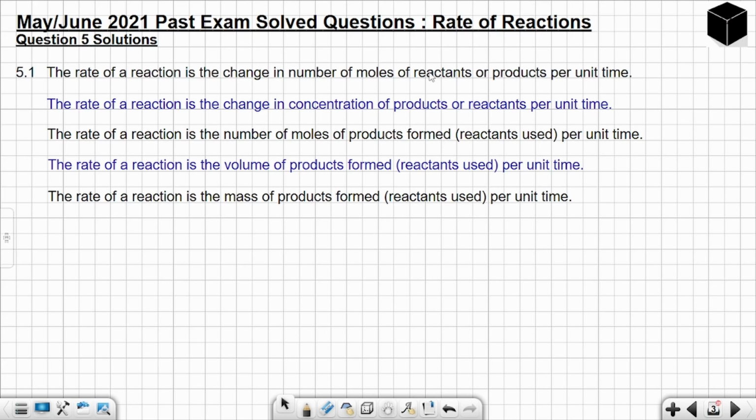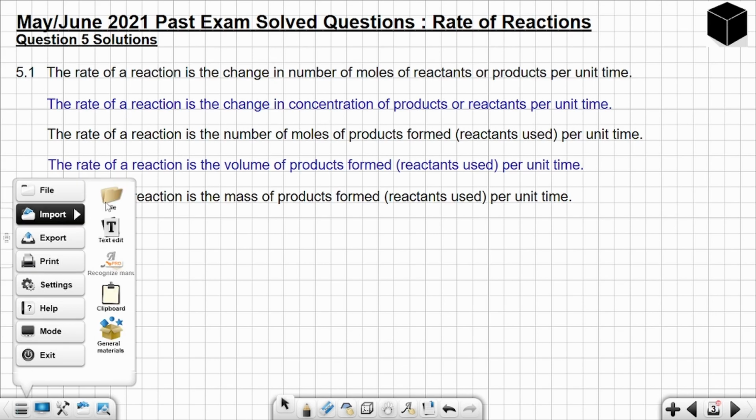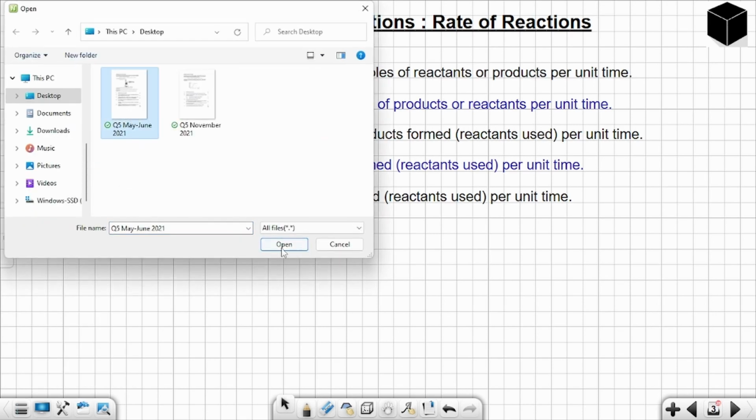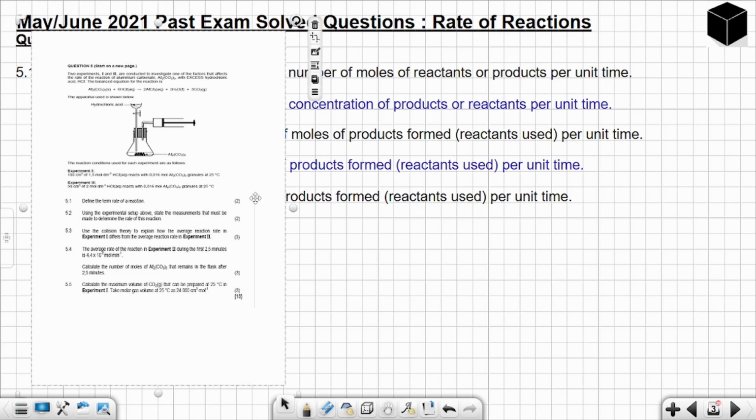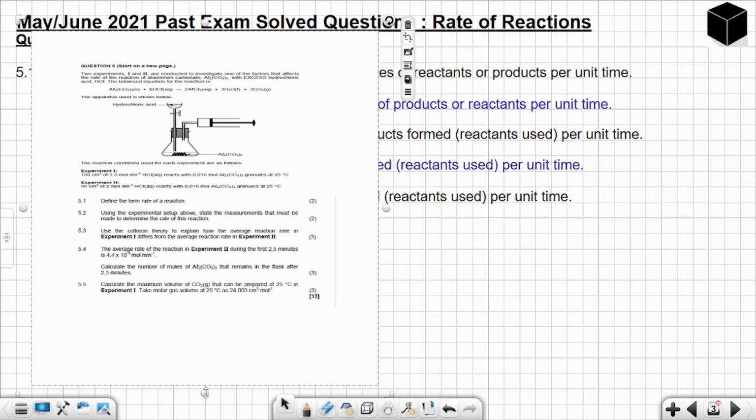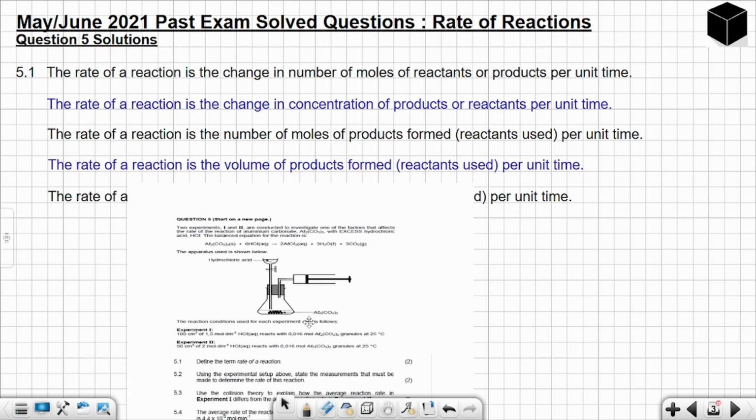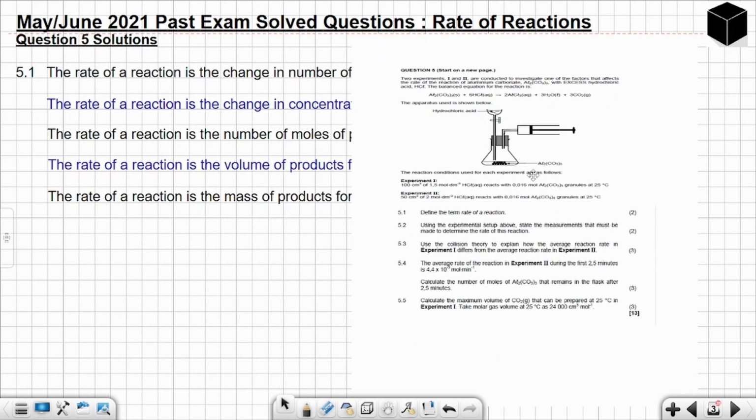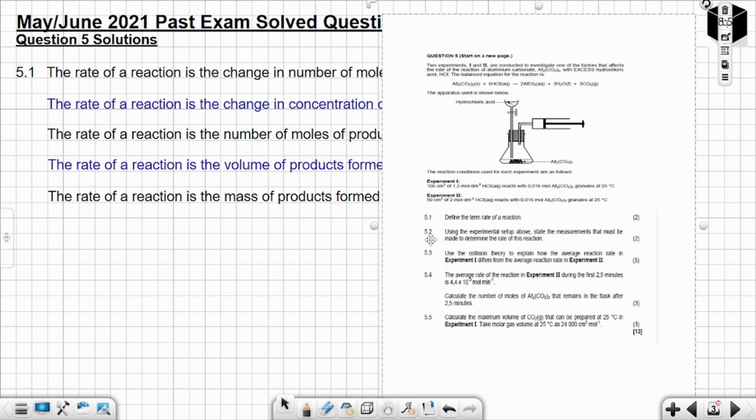Okay, now let's move on to the next question, 5.2. Using the experimental setup above, state the measurement that must be made to determine the rate of this reaction. So which measurement must be made in order to determine the rate of this reaction?